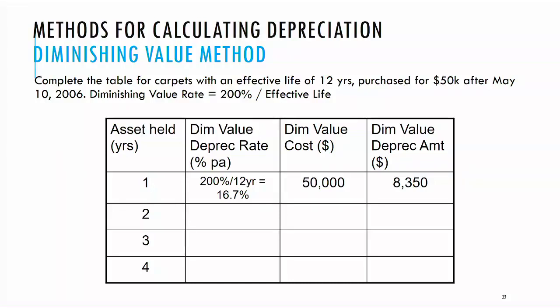We calculate, say its value is 50,000, rate is 16.7, and what's the depreciation amount? 8,350. And next year, the remaining value is 50,000 minus 8,350. What's the value? 41,750. Then we calculate the depreciation amount based on that 41,750.